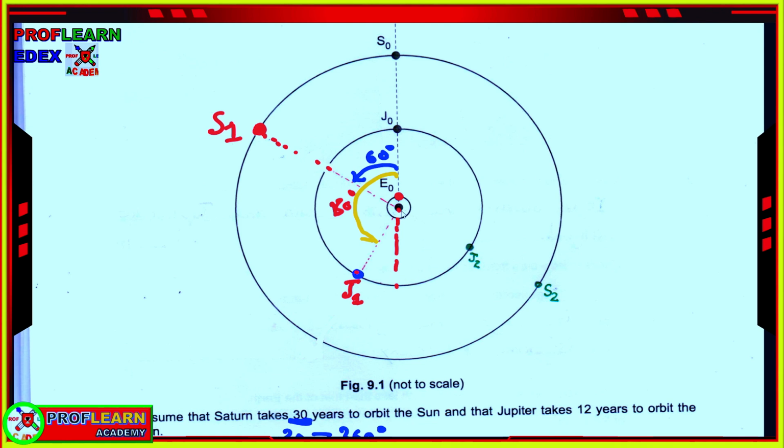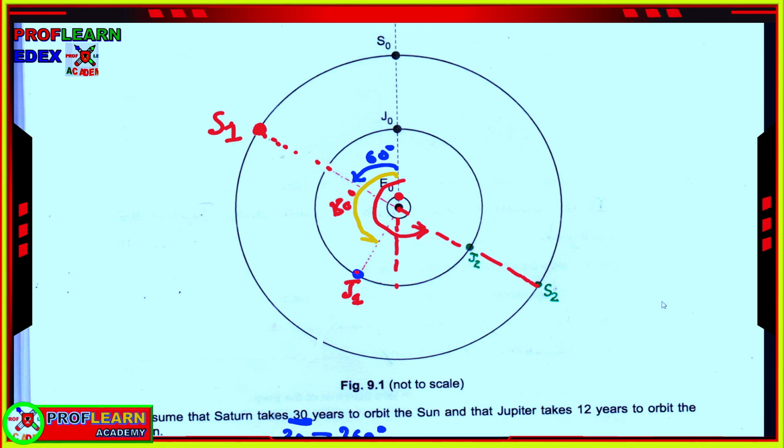Then to get to 240, we need to add to 180. How many degrees do we need to add? 60 degrees. So if you add 60 degrees, Saturn will be in this position. So in this position, this will be Saturn. So Saturn must have moved how many degrees now? It must have moved 240 degrees.